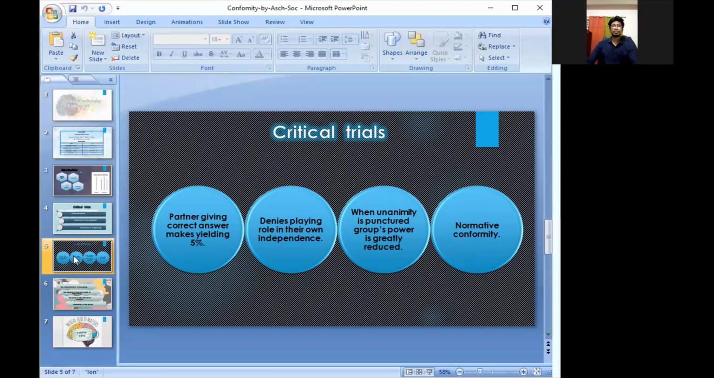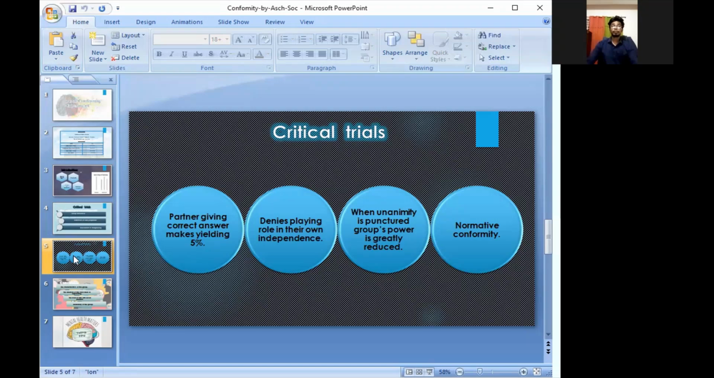If the group says one thing that is correct, but your partner yields and says no with the group, you will choose your partner's side and go with your partner. They have already chosen their own independence. So the partnership variation shows much of the power of the group.